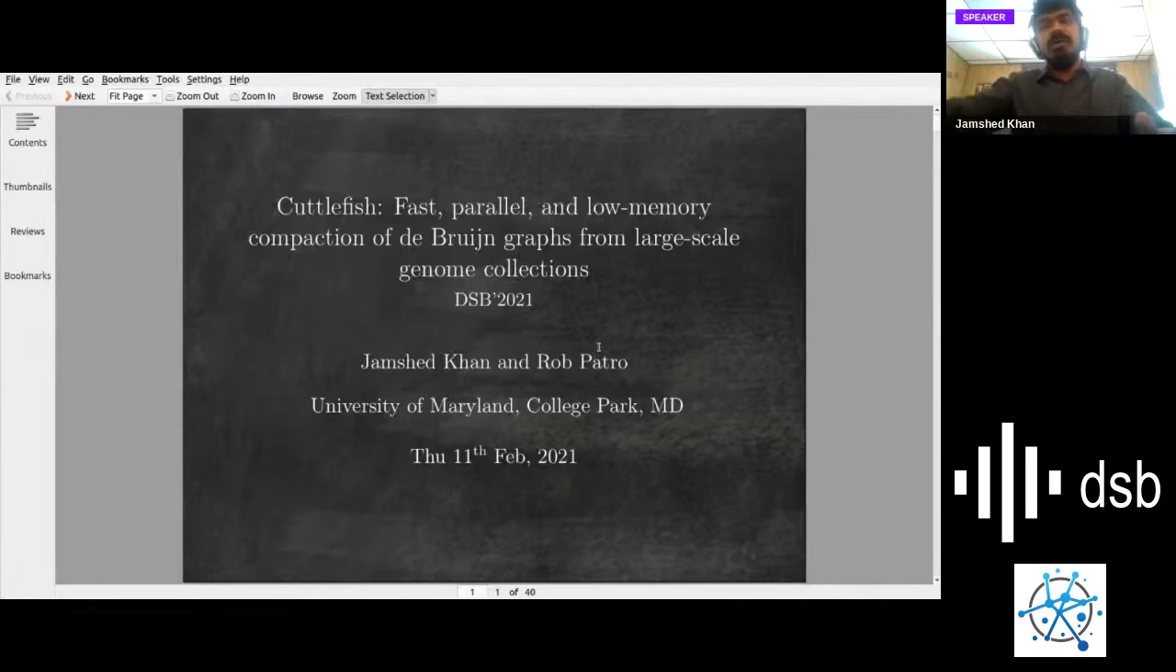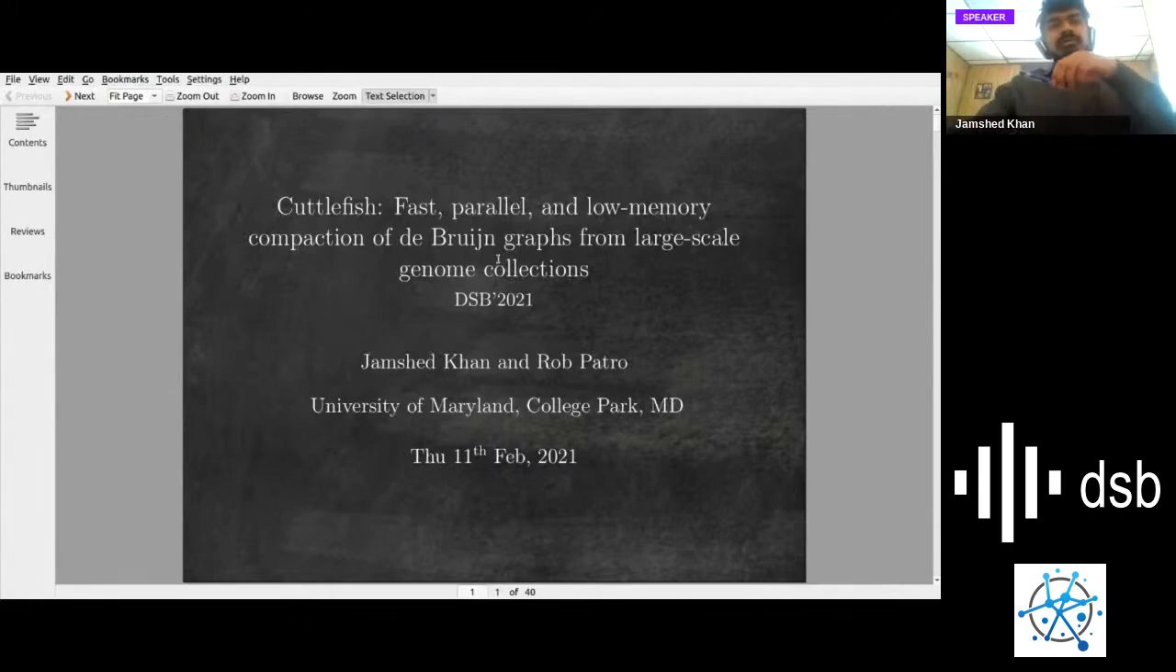So today I'm going to talk about this new line of research from our lab called Cuttlefish. The manuscript is titled Cuttlefish: Fast, Parallel and Low-Memory Compaction of de Bruijn Graphs from Large-Scale Genome Collections.